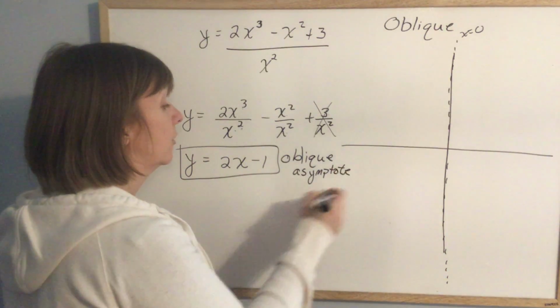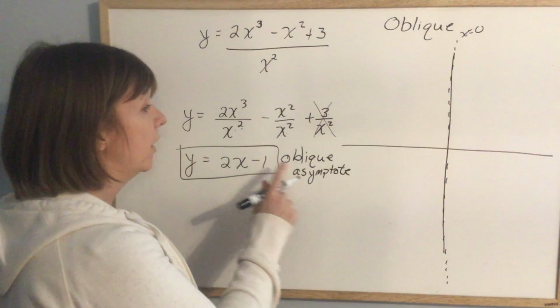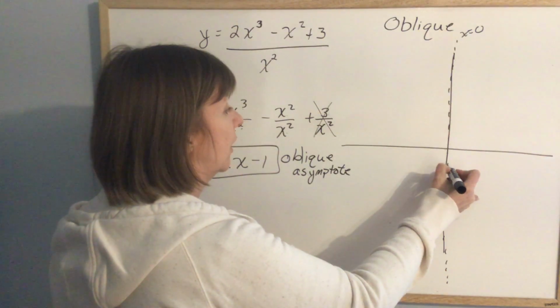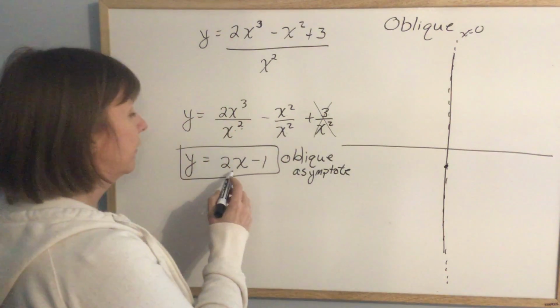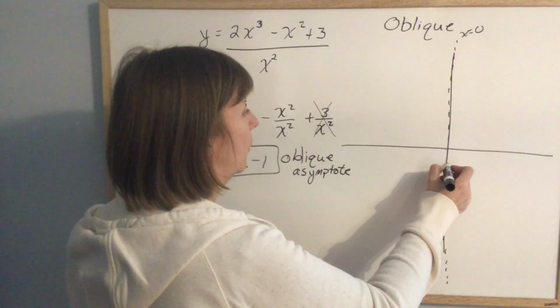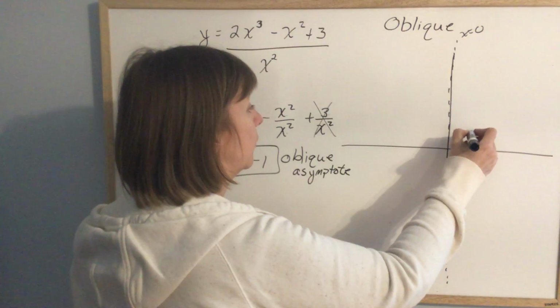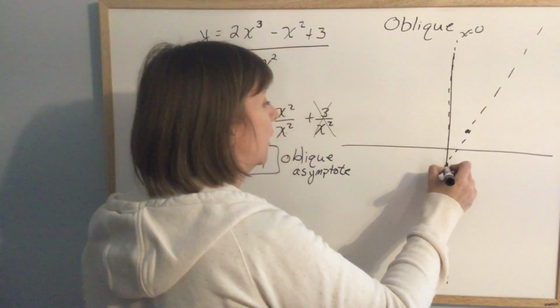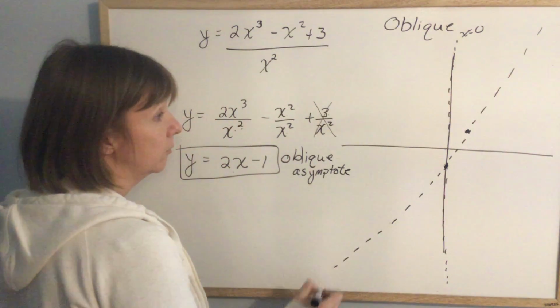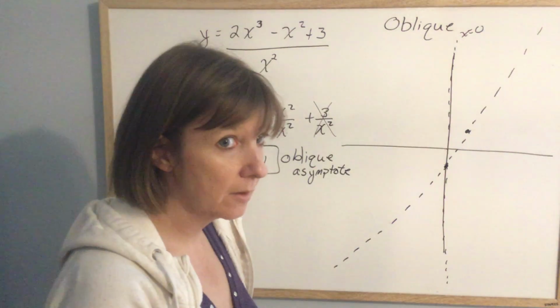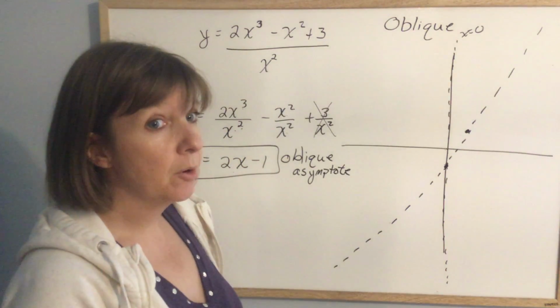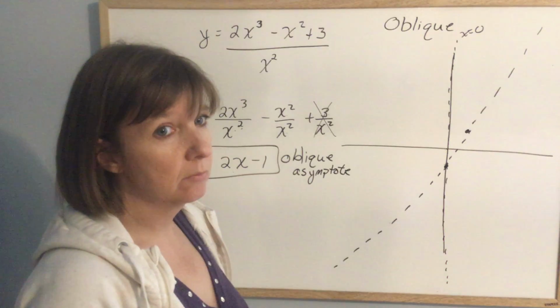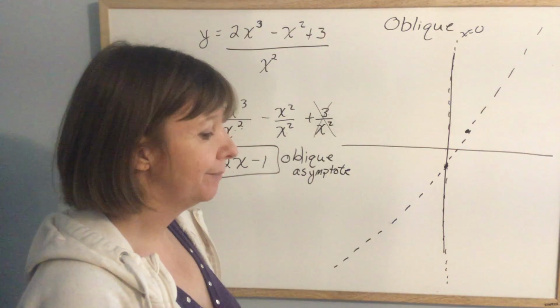So if I was going to put this on the graph, the y-intercept is -1, so down 1, and the slope is 2, so up 2 over 1. And so my linear asymptote, my oblique asymptote would look like this. That's really about all I would ask you to do in terms of drawing it.